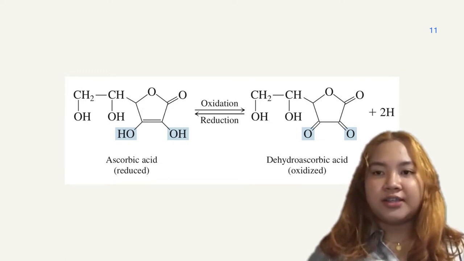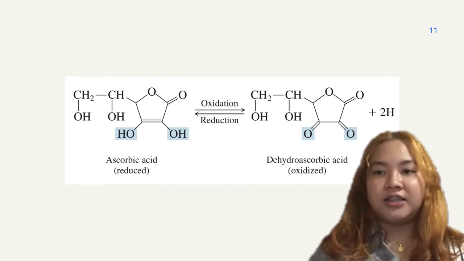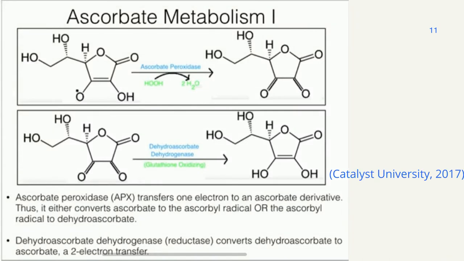When vitamin C is oxidized, the hydrogens of the hydroxyl parts of ascorbic acid are removed, which will then be given to stabilize free radicals. Just remove one electron from these parts of ascorbic acid, and it is now called ascorbate. Ascorbic acid metabolism 1. Ascorbate peroxidase transfers one electron out of an ascorbate derivative. Thus, it either converts ascorbate to the ascorbyl radical or the ascorbyl radical to dehydroascorbate. Dehydroascorbate dehydrogenase converts dehydroascorbate to ascorbate, a two-electron transfer. It gets the two electrons from the reduced form of glutathione, thus regenerating vitamin C to its reduced form.